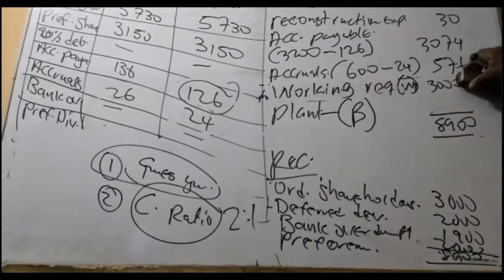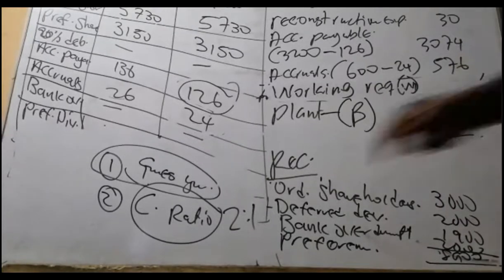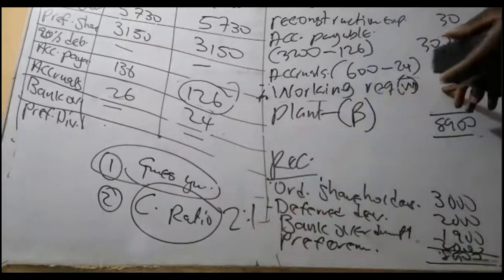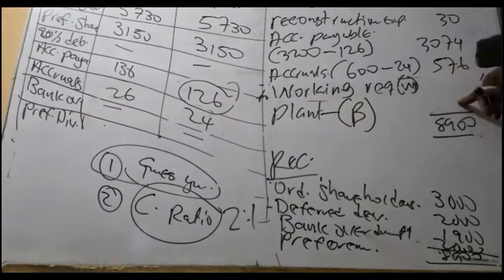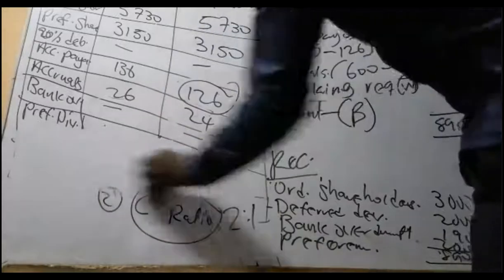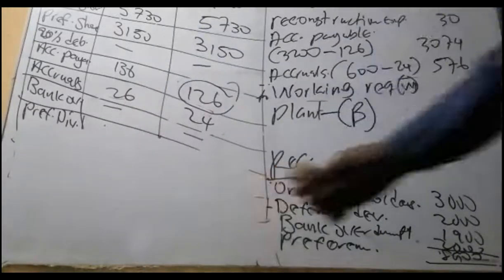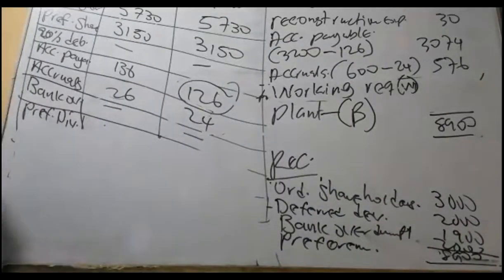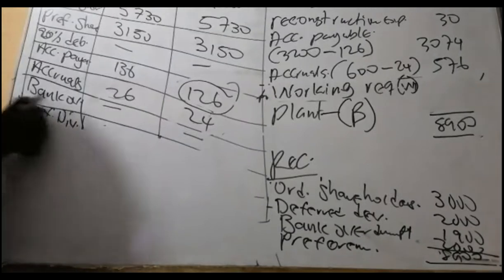So how do you get it if you have guessed 2:1? Next time, please don't guess 2:1. Just guess the figure. Find the difference. Put the plug there. You are done. Okay. So basically, that is it. So let's see how best we can look at this. First, write the current assets. First of all, write the current assets.